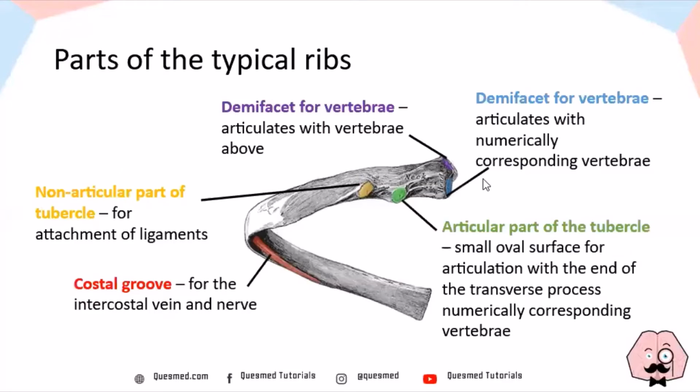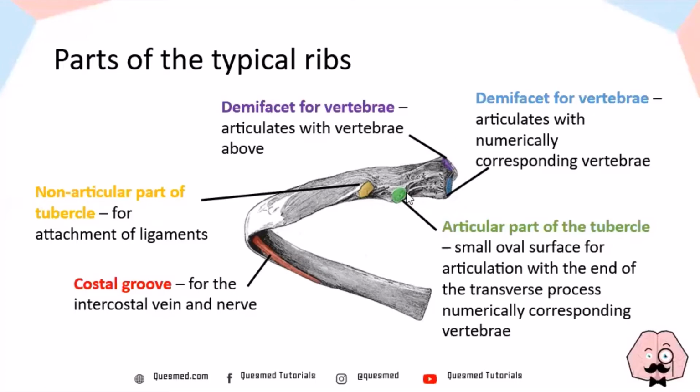Just to go into the detail of a typical rib a little bit more, so the purple highlighted area on this diagram demonstrates the demifacet, which articulates with the rib above the named rib, and then the blue one is the demifacet which articulates with the vertebra at the level of the named rib. So for example, if we said this is the 3rd rib, then the blue facet articulates with T3, while the purple facet articulates with T2.